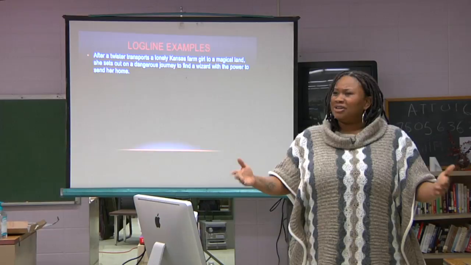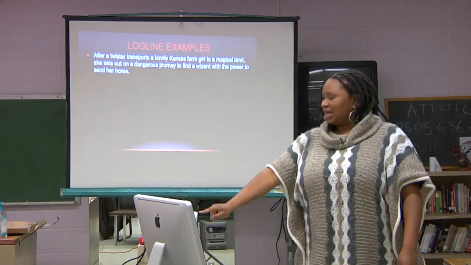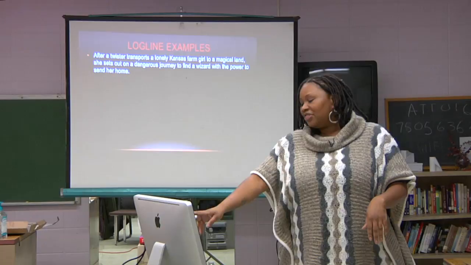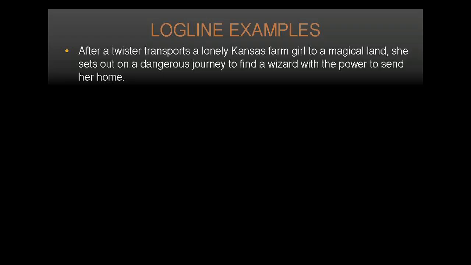Everyone knows that story, and without me saying this is The Wizard of Oz, that log line should stand apart from the film as your film is established and gets play over time. Within this particular line, what are some things that stand out to you? Who's present in this line, in terms of character? The lonely Kansas farm girl. Okay, so the fact that she's coming from Kansas and she's going to a magical land, what does that tell us about this story?